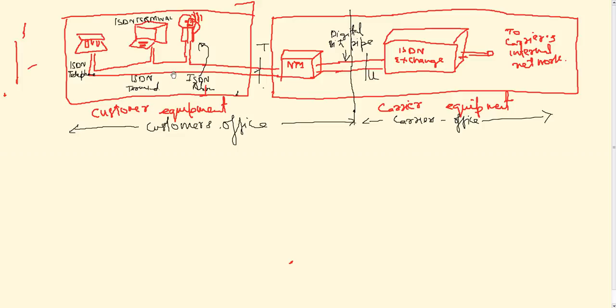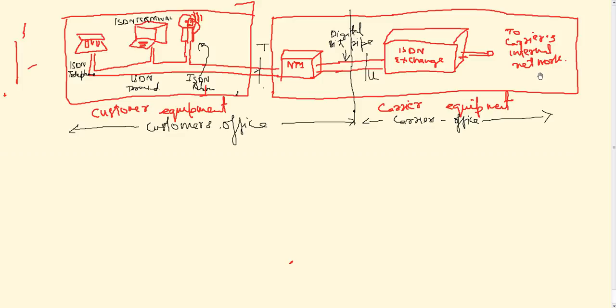So from the customer's point, the boundary is the NT1, which is all digital here, and here actually is an analog twisted pair, but we have the ISDN protocol which converts it into all digital bits, which makes it like a digital bit pipe, and we have the ISDN exchange which is at the carrier's office. So then it will go to the carrier's internal network.